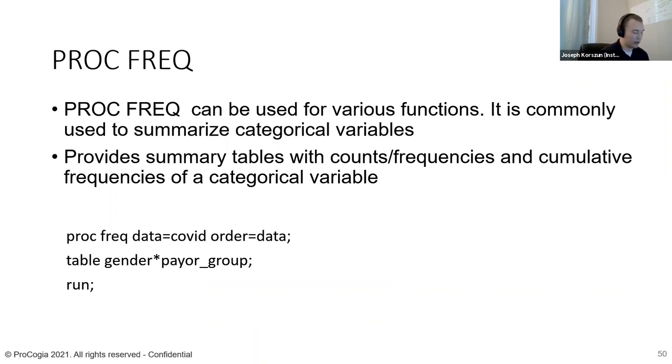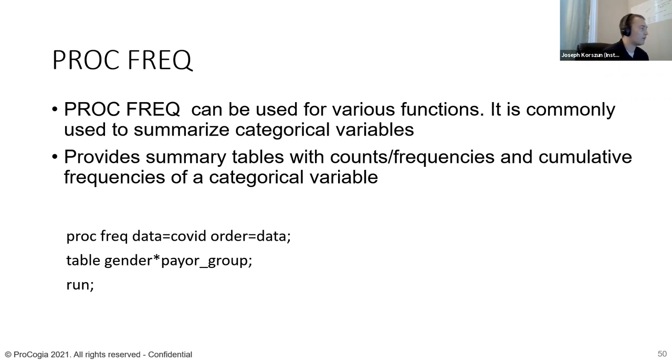Okay, all right. So PROC FREQ. What can it do, and what are the limitations, right? It has an abundance of output statistics that you could possibly get, and it can be used for a variety of different functions. PROC FREQ is most commonly used to summarize data, right? So you get counts, you get cumulative frequencies, you can run a chi-square from your observed versus expected. But essentially it'll just provide a summary table with counts and frequencies and cumulative frequencies of a given categorical variable.